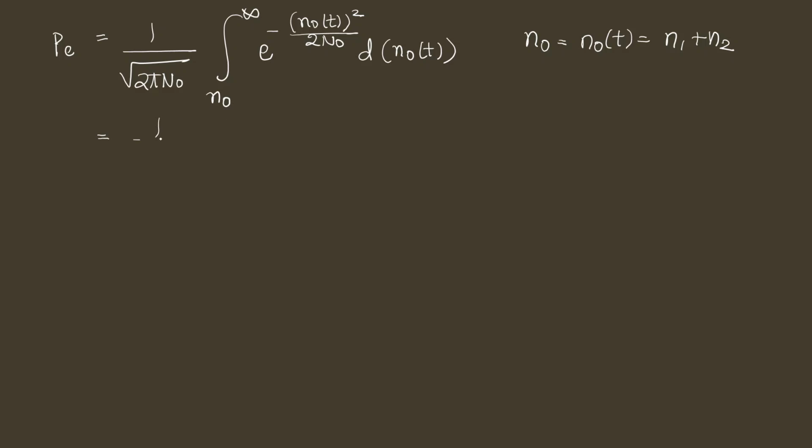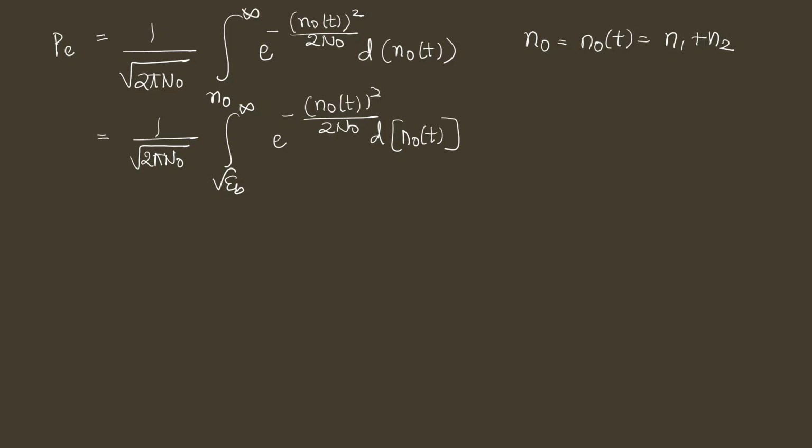Now substituting in place of the small n naught the value corresponding to the error region, n naught should be greater than under the root EB. So that starting point is root EB, therefore we are writing it like this. The lower limit of this integration is under the root EB and the upper limit is plus infinity. So e to the power n naught of t whole square divided by 2 n naught into d of n naught of t.